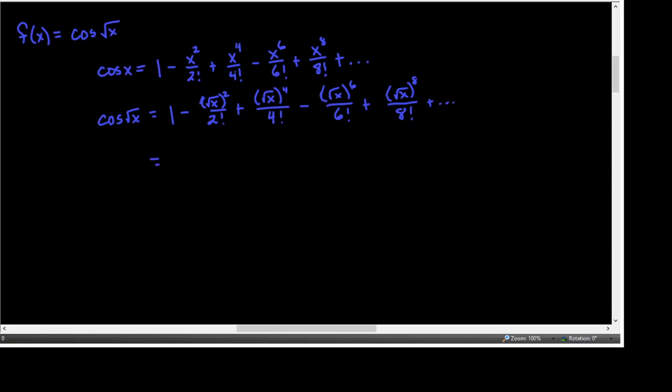And so that simplifies to be 1 minus x over 2 factorial plus x squared over 4 factorial minus x cubed over 6 factorial plus x to the 4th over 8 factorial, etc.